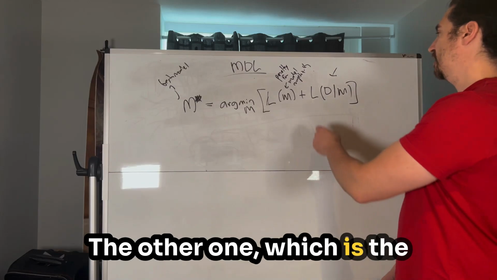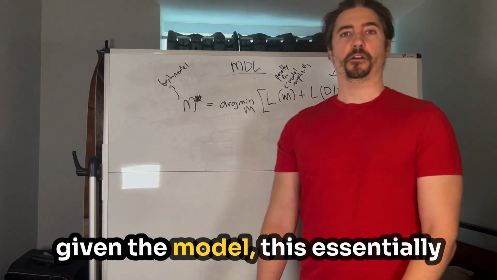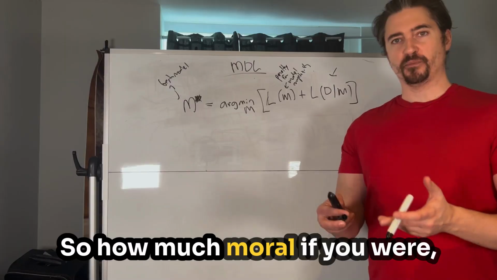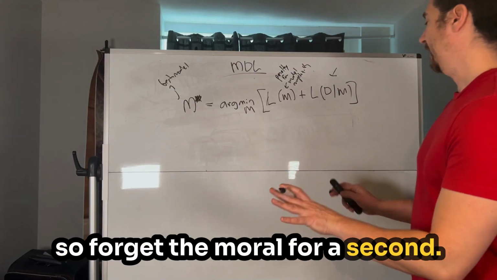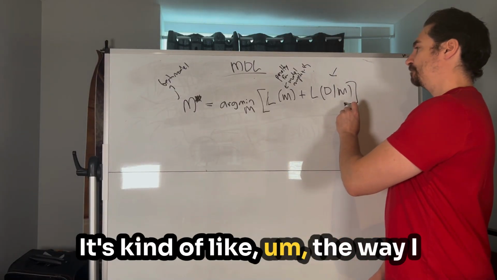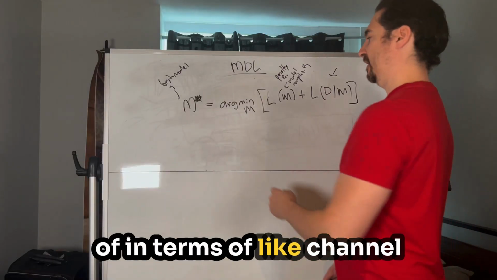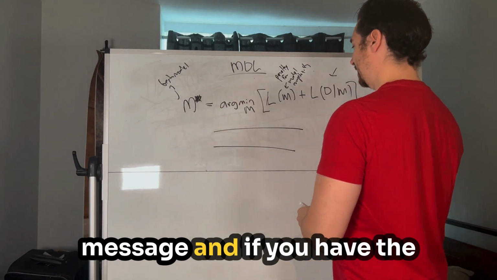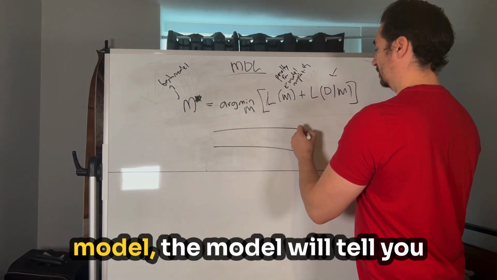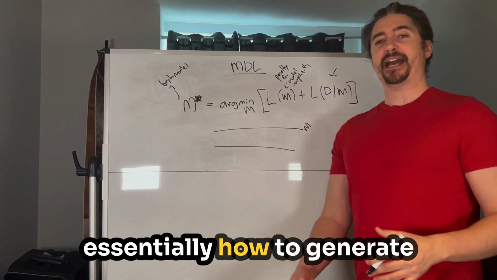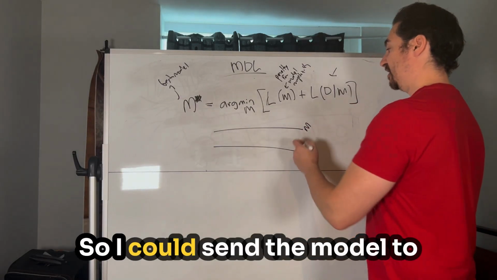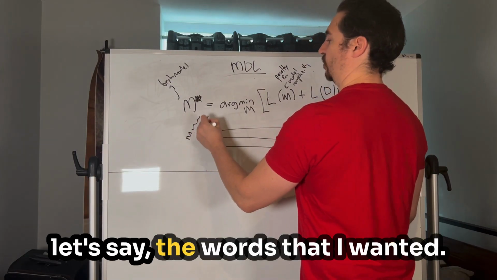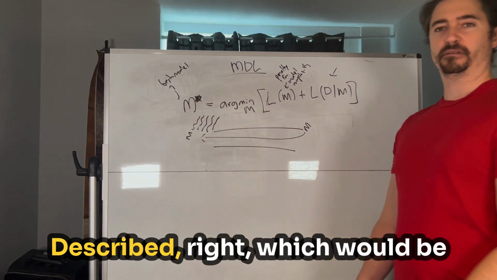The other one, the description length of the data given the model, essentially measures unexplained regularity. So forget the model for a second. The way I like to think about this is in terms of channel capacity, information theory. Let's say you're sending a message, and the model will tell you essentially how to generate whatever's in the message, right? So I could send the model to someone else, and then they could use that model to generate, let's say, the words that I wanted described, right?